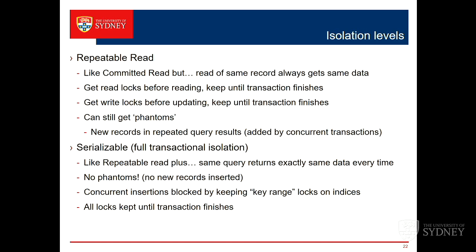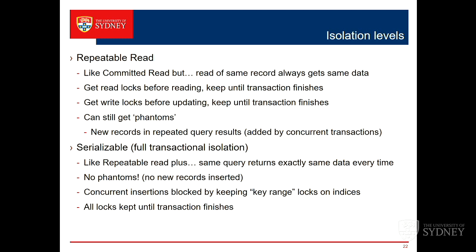Repeatable read, the next step up, is just like committed read, but if I read the same record multiple times, I'll always get the same value. No one can update it between me reading it once and me reading it again. That's why it's called repeatable read. And simply, I don't release the read locks. So I get the read locks, and once I've got a read lock, I keep it until the transaction finishes.